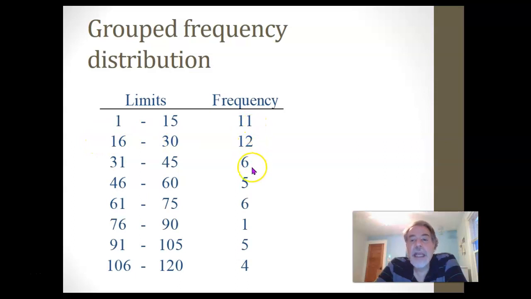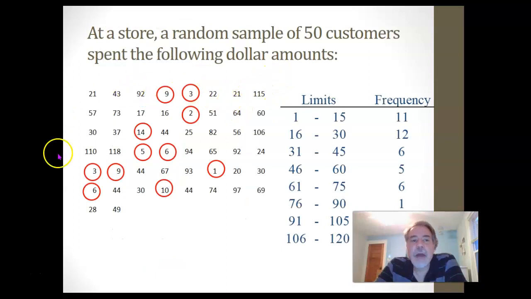The frequency tells how many numbers are in each class. So for example, when it says that the frequency of this first class is 11, that means that out of that whole long list of numbers, there were 11 of them that are somewhere from 1 to 15. So any of those numbers that's either a 1, 2, 3, 4, 5, 6, 7, 8, 9, 10, 11, 12, 13, 14, or 15 gets counted in this first class. And it turns out that there are 11 of those.